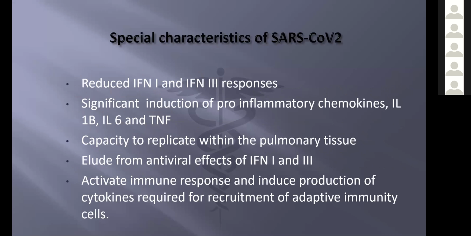Now, about the special characteristics of SARS-CoV-2: in these infections, there is a reduced interferon 1 and 3 response. These viruses have a better capacity to replicate within the pulmonary tissue, and there is significant induction of pro-inflammatory cytokines like interleukin 6 and tumor necrosis factor. SARS-CoV-2 eludes the antiviral effects of interferon 1 and 3, and they activate the immune response and induce the production of cytokines, which is required for recruitment of the adaptive immune response, which is the phase 2 response.